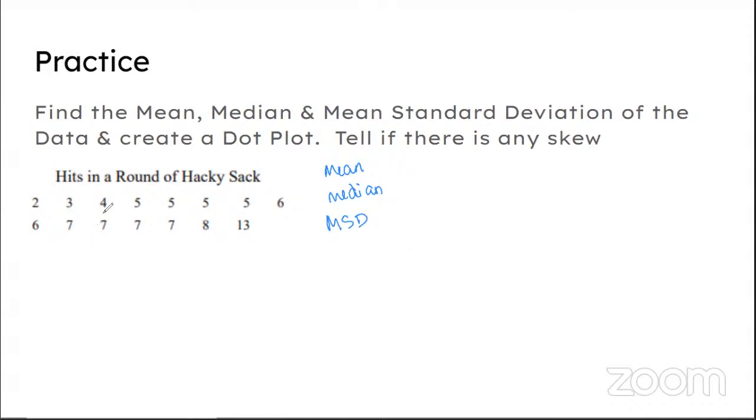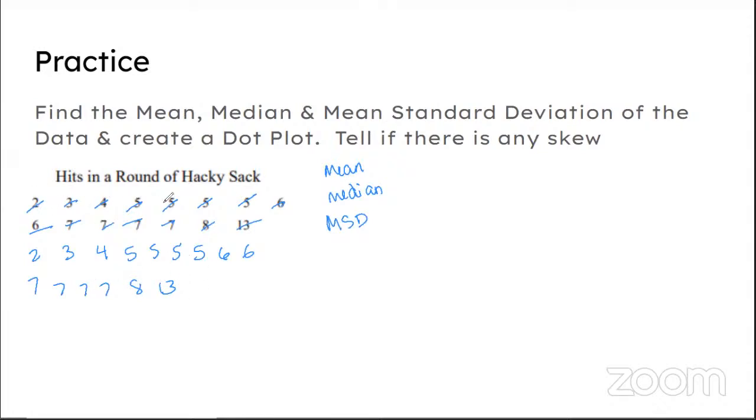All right, so let's order this data. We've got 2, 3, 4, 5, 5, 5, 5, 6, 6, 7, 7, 7, 7, 8, and 13. 1, 2, 3, 4, 5, 6, 7, 8, 9, 10, 11, 12, 13, 14, 15.